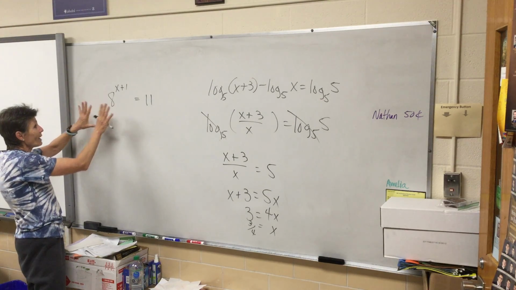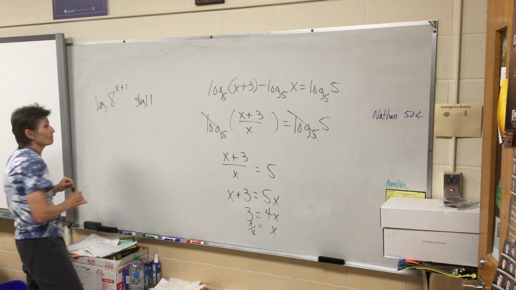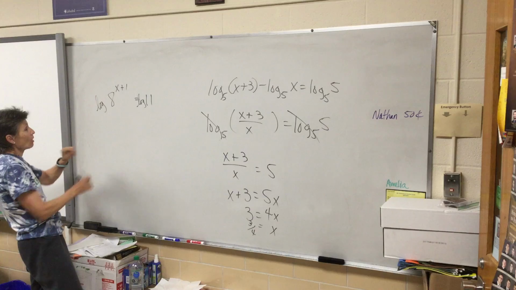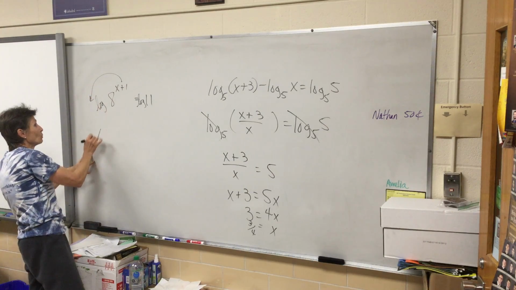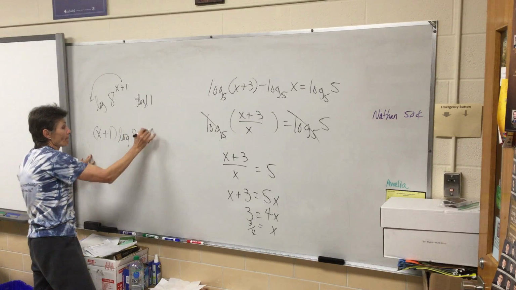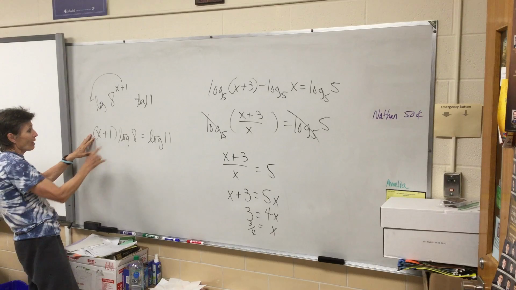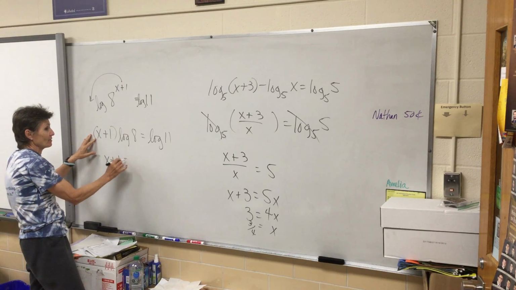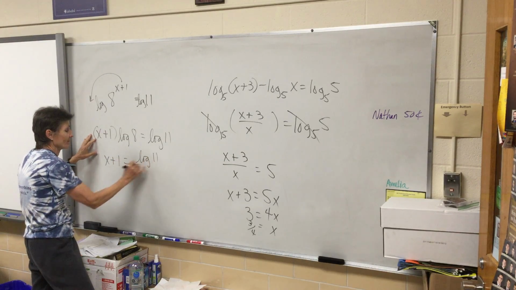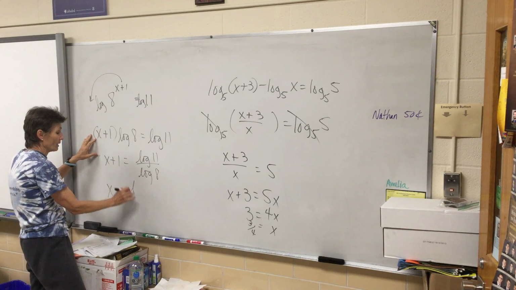So the only way to solve that is to take the logarithm of both sides, because when you take the logarithm, the exponent will come out in front. And now you can solve for x. So I would probably divide by the log of 11, or excuse me, the log of 8. And then subtract the 1.